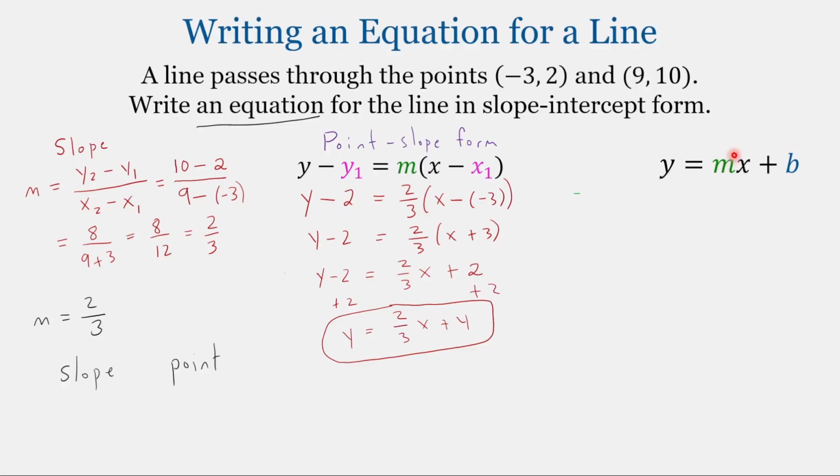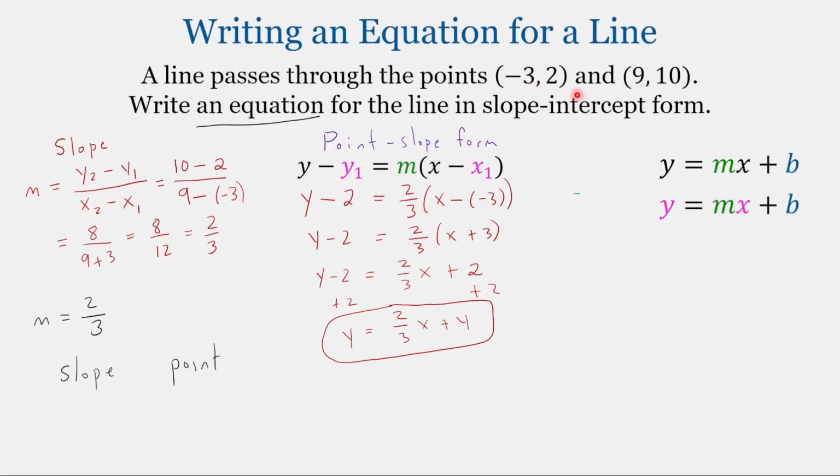Now with the slope-intercept form, we know the slope, m, is still 2/3, but we do not know b. We do not know where it crosses the y-axis. Neither of these points are the y-intercept values. We do still know a point. We know two ordered pairs, two sets of x and y coordinates that are on this line. So we can plug these values into this equation, much like we did with the point-slope form.